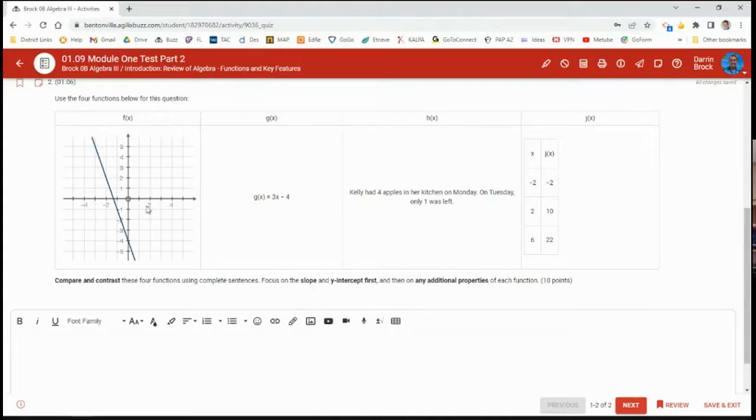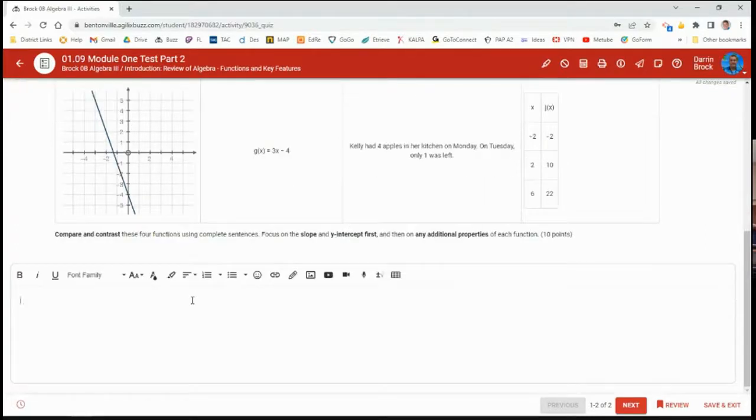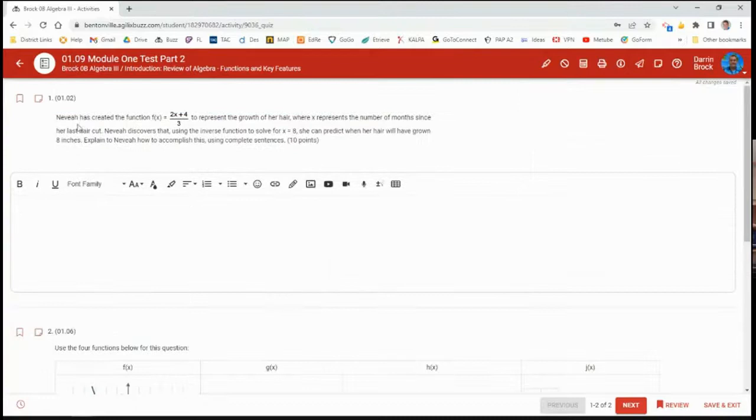You may say this one's bigger than those 3, or maybe these 2 are the same, or whatever the comparison is. But make sure you give the slope and y-intercept for all 4 of those functions. And that would go right there. So there's only 2 questions on part 2.